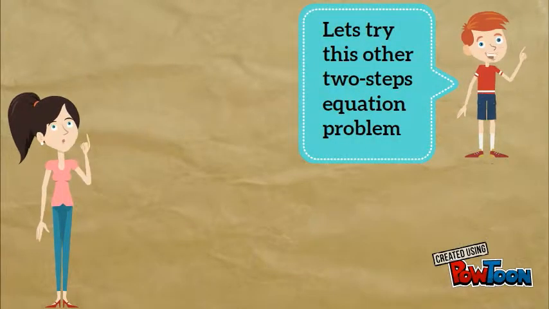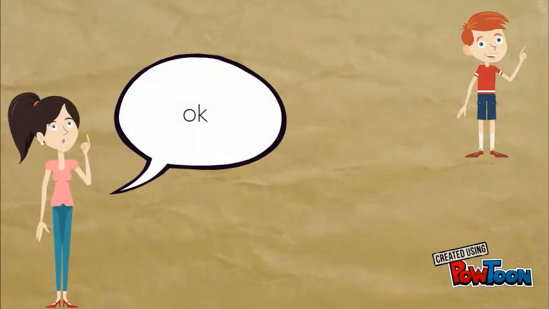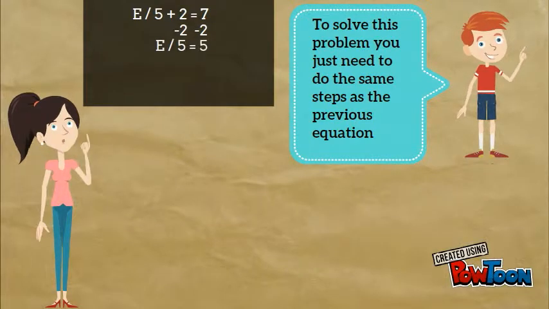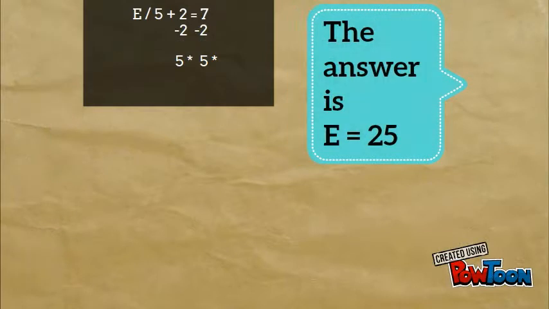Let's try another two-step equation problem. Okay. To solve this problem, you just need to follow the same steps as you did in the last equation. And the answer is d equals 25.